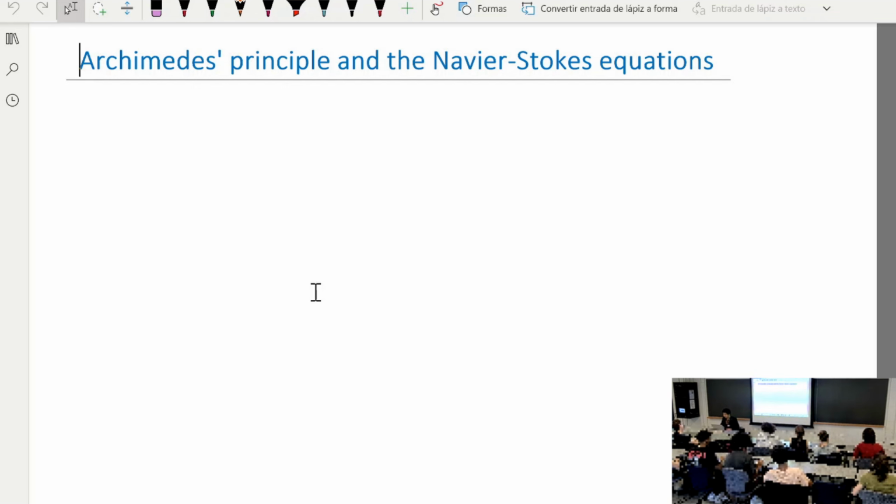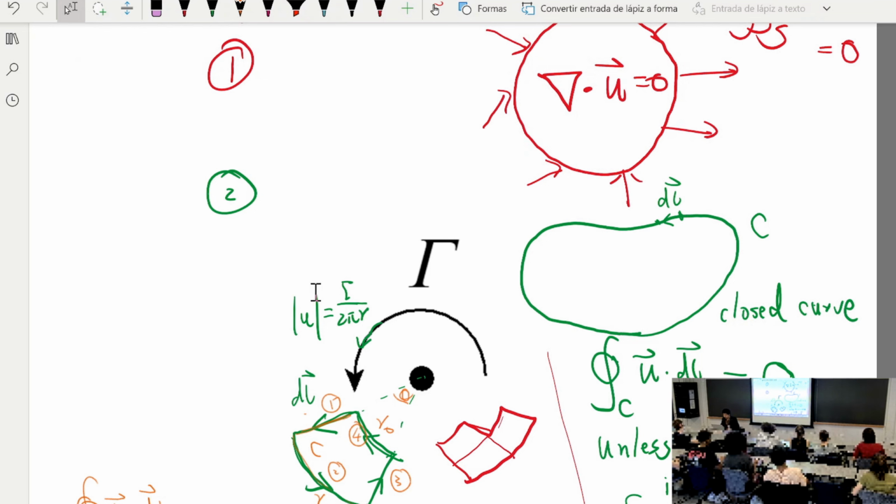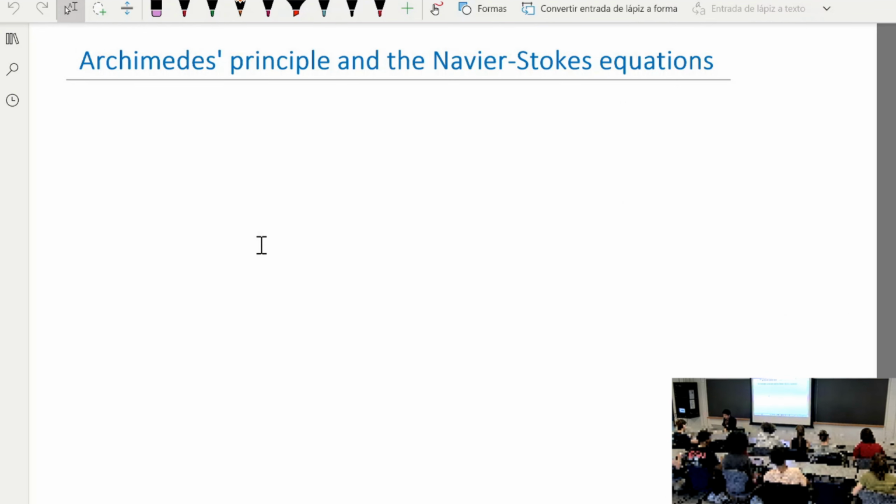For property 1, it's incompressibility, it's obvious. But for property 2, now is the first time we start to talk about the Navier-Stokes equation. Because this equation sounds scary, and actually it is if you write it in full, I'm going to introduce it using something that everybody knows, Archimedes' principle, right? What is Archimedes' principle?